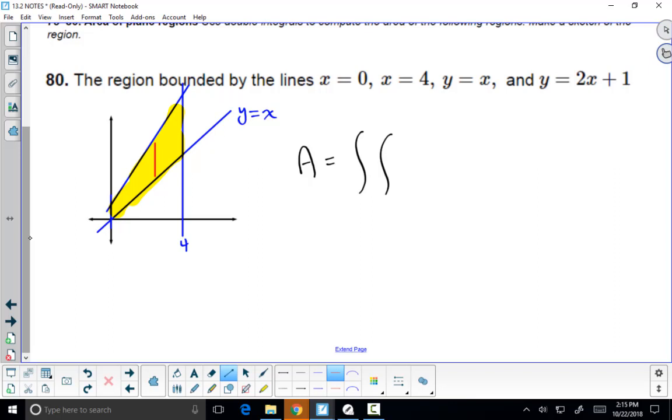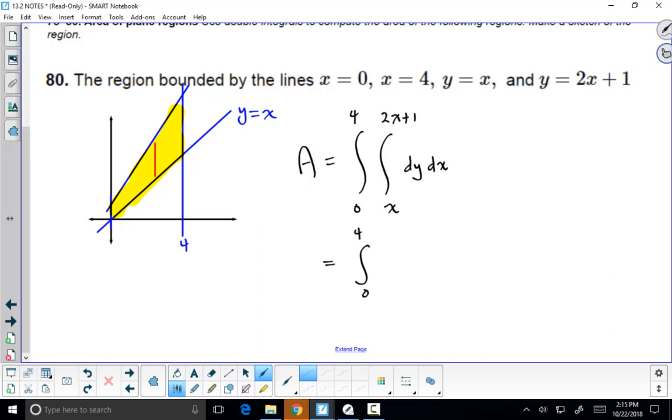And so what is the outer integral? Should it be x's or y's? X's. So we're going to put x's on the outside, so we're going to do dy dx. And the x limits are 0 to 4. The y limits are from y equals x to y equals 2x plus 1. So that's the area.